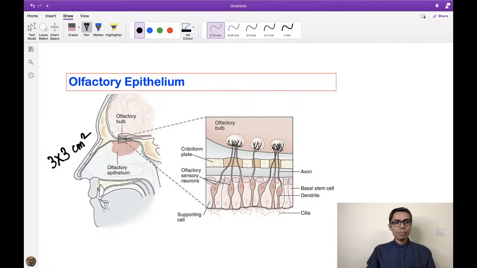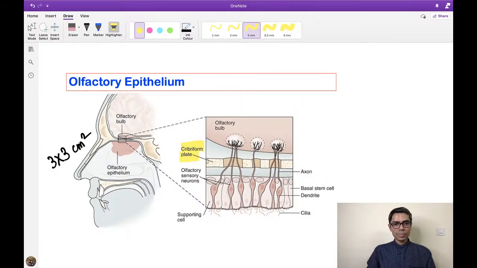Now what is there inside this olfactory sensory epithelium? If you look here, we have magnified this area. If you magnify this area, what are you finding? First of all, note this cribriform plate of the ethmoid bone.